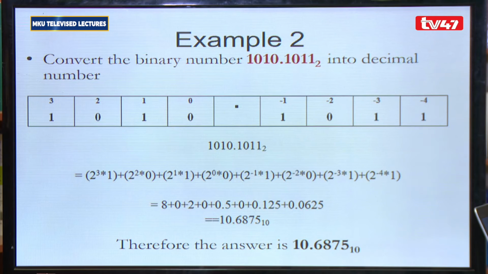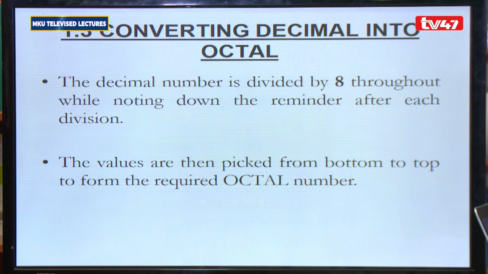Now we have been able to understand how computers convert binary numbers into decimal numbers. Let's look at the second conversion, which is converting a decimal number into octal. How does a computer perform this? Again, like we have done with binary, the decimal number is divided by 8 throughout.